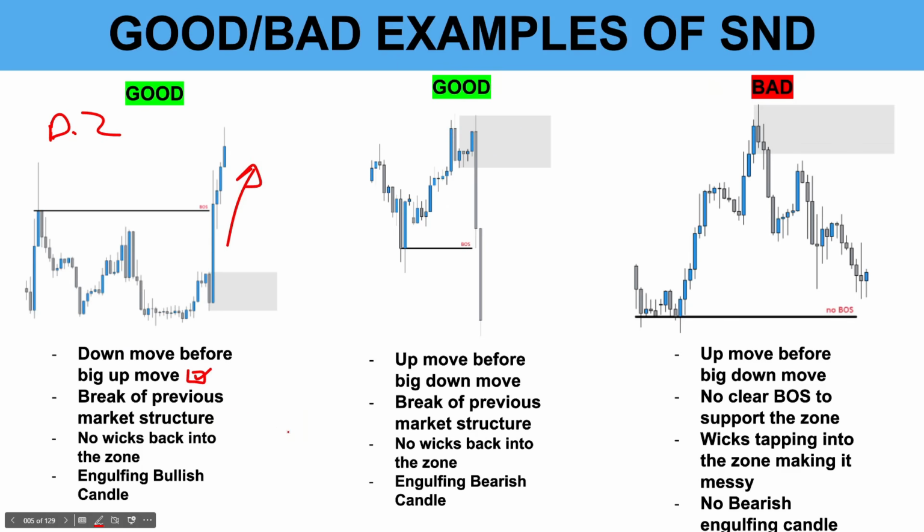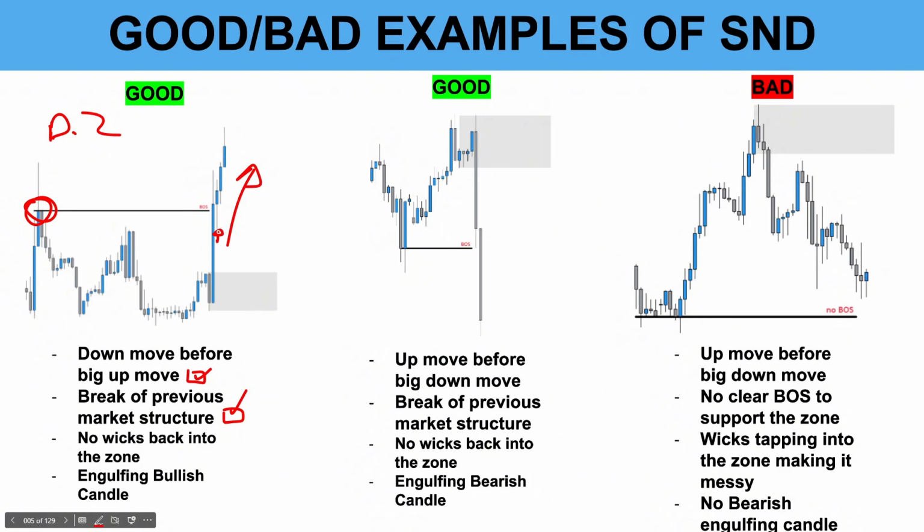Break of previous market structure. We can see this previous high over here was broken by this impulsive move towards the upside. Therefore, our second criteria of the definition is met. Now we are introducing some new things. No wicks back into the zone. What do I mean by this, and why is this important? As you can see, we have a wick over here, from this next candle after the demand zone is marked up. So the demand zone is over here where the gray box is, and we have the wick of this candle over here.